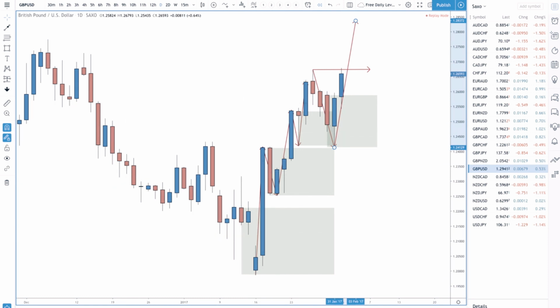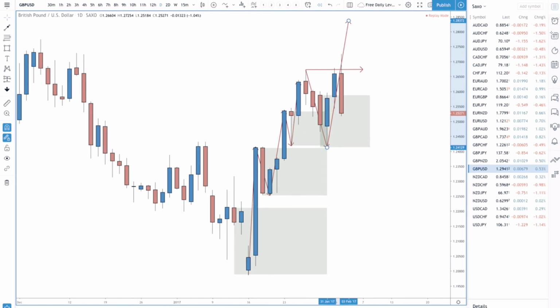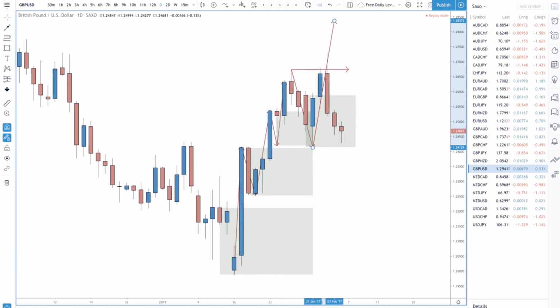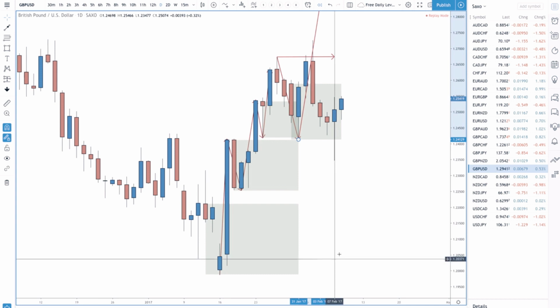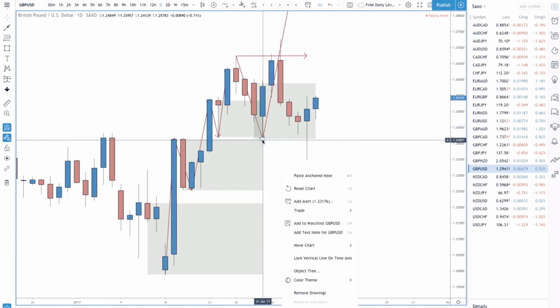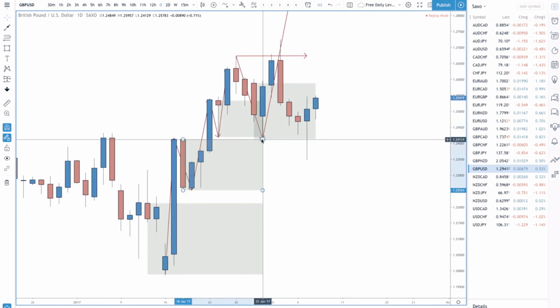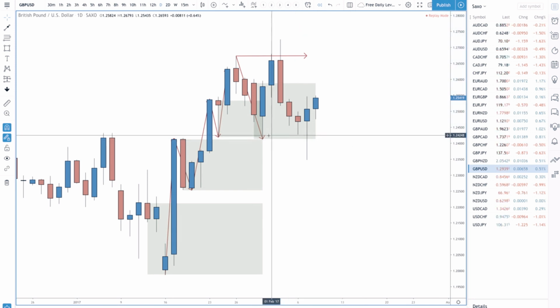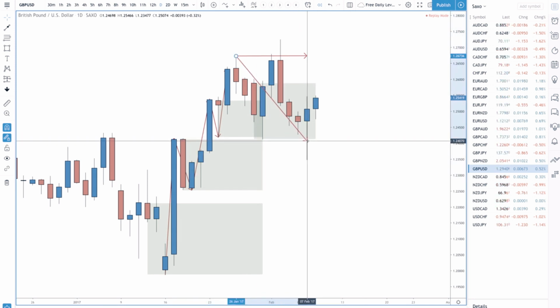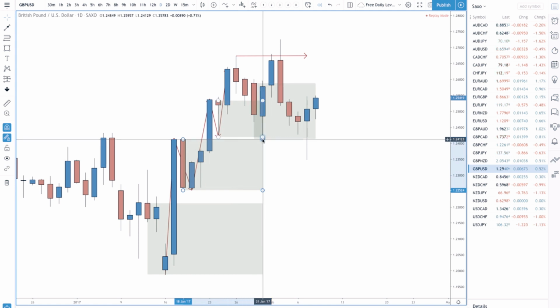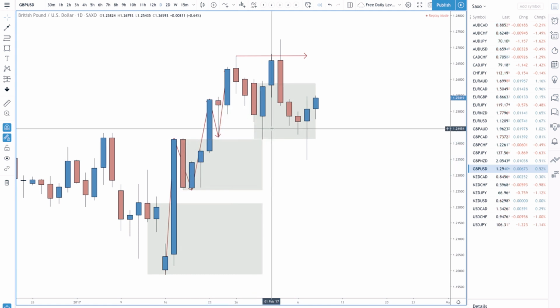Now what happens going forward is we get a bit of a spike up, bearish candle, move back down, and then we get a bit of a reaction to this zone here. Oh, sorry, there we go. Oh, it's not allowing me to do it. I'll delete that and delete that.